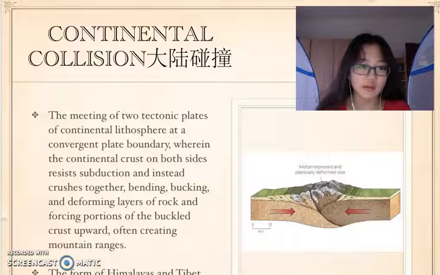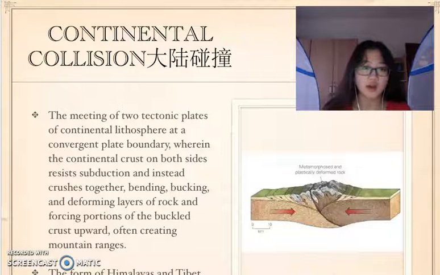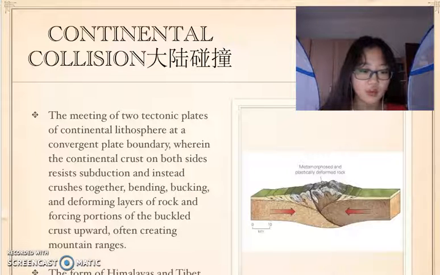Let's look at this vocabulary. Continental collision, which in Chinese is called 大陆碰撞. What's the meaning of a continental collision? The meeting of two tectonic plates of a continental lithosphere at the convergent plate boundaries. Within the continental crust on both sides resist the subduction and instead crush together, bending, buckling, and deforming layers of rock and forcing portions of the buckled crust upward, often creating mountain ranges.